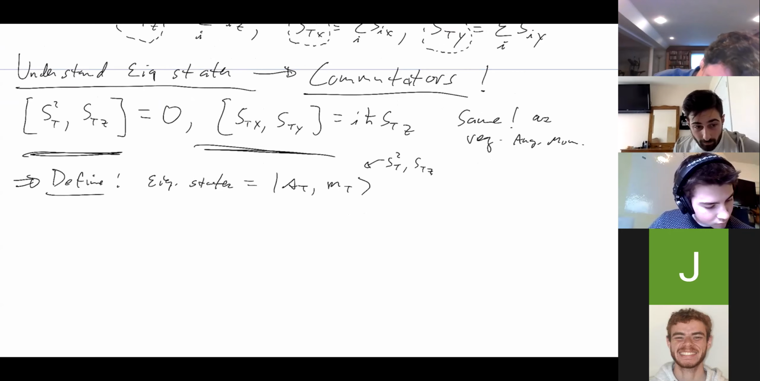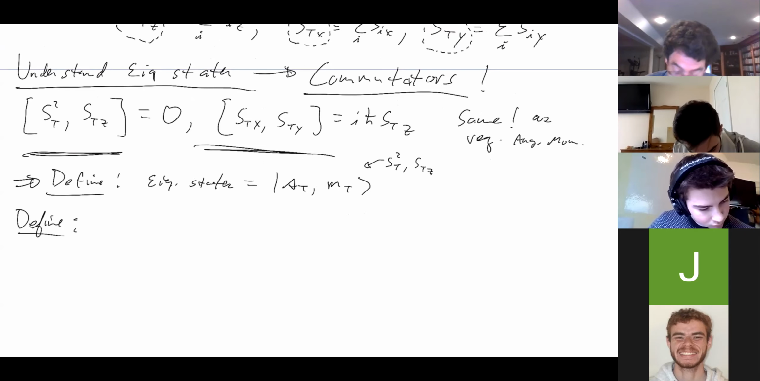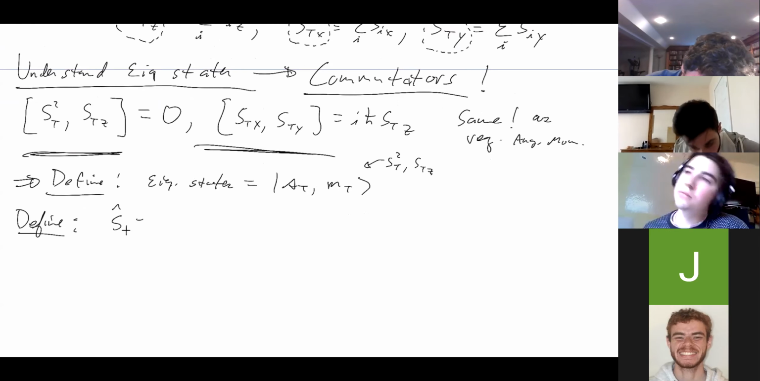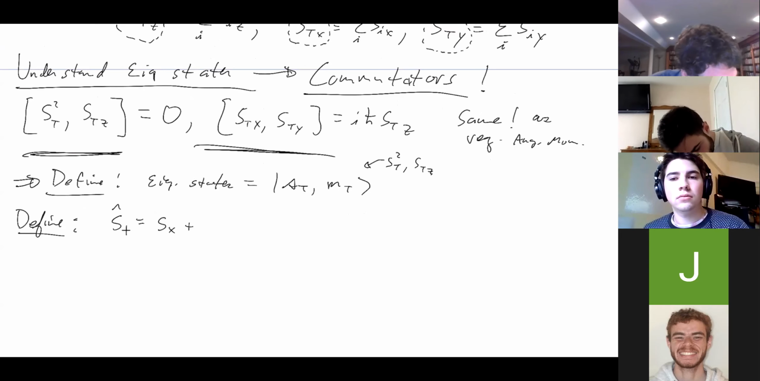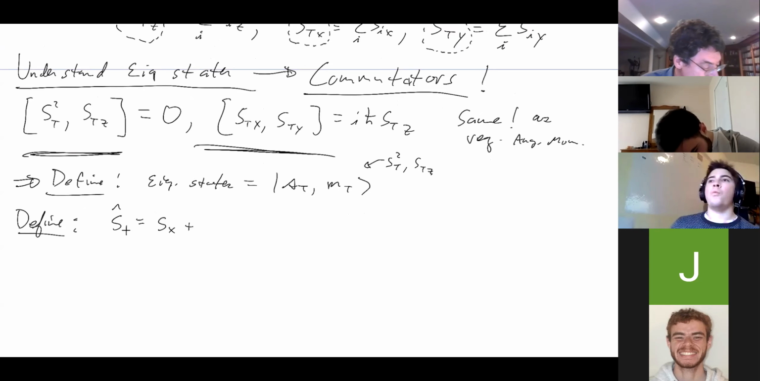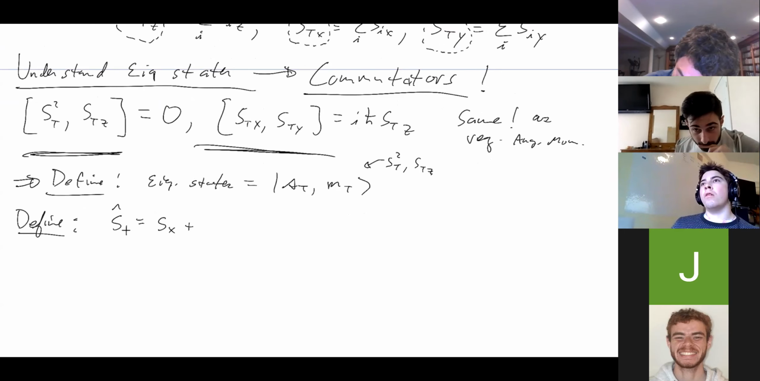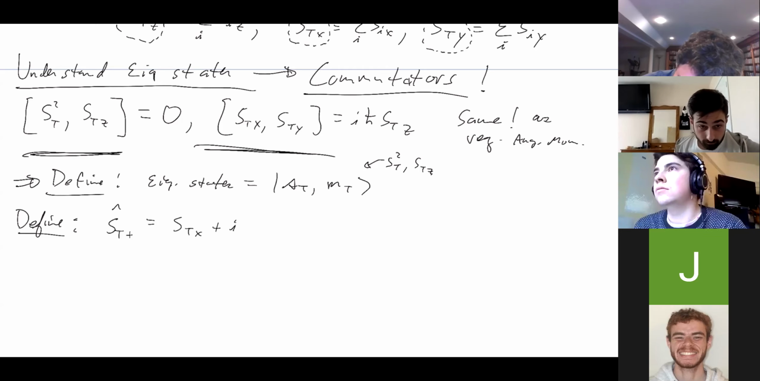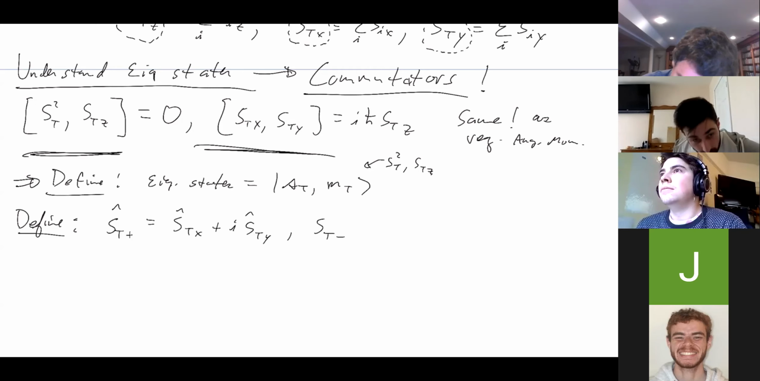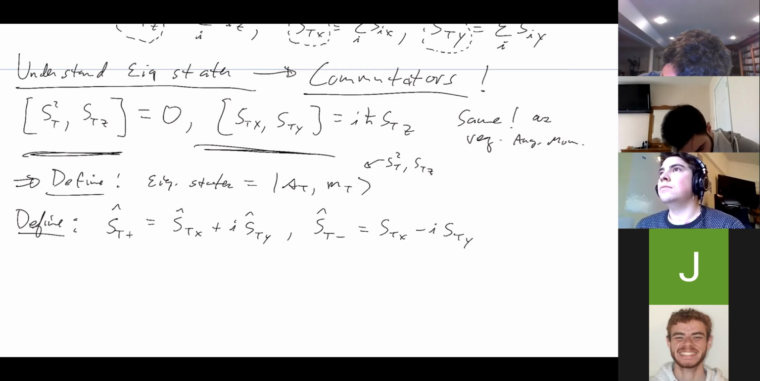And also, just like before, we can define raising and lowering operators. Let me write this correctly so I don't screw up my notation. I can define S total plus equal to S total X plus i S total Y, and I can define my lowering operator, S total minus, equal to S total X minus i S total Y.